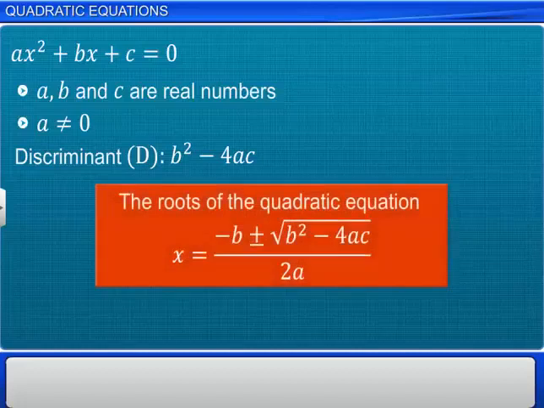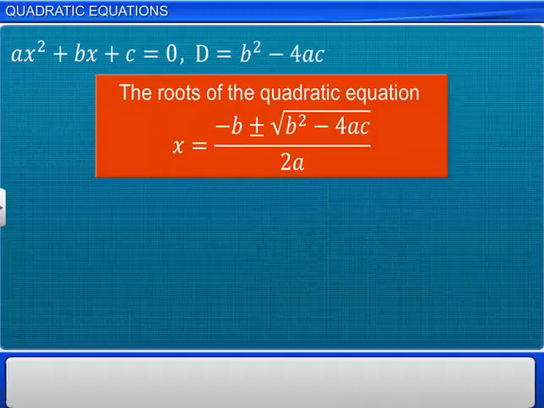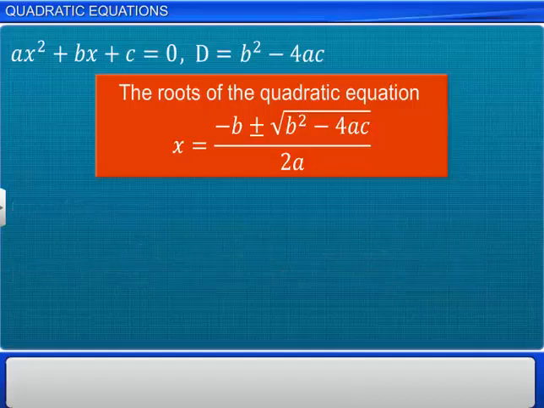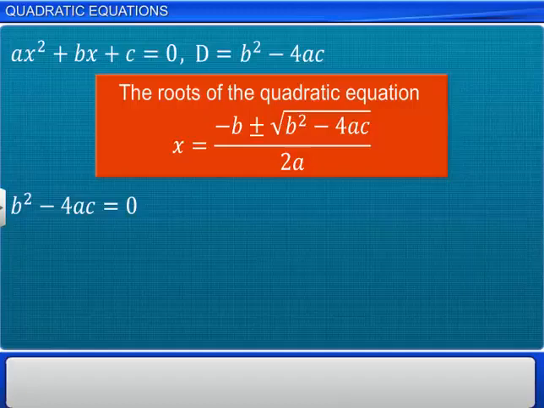You know the formula to find the roots of a quadratic equation. If the discriminant is greater than 0, then the roots of a quadratic equation are real and distinct. They can be obtained by using the given formulae. If the discriminant is 0, then the roots of a quadratic equation are real and equal. They are minus b divided by 2a.